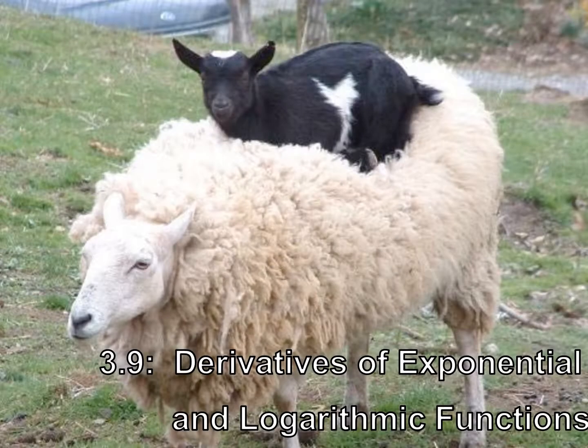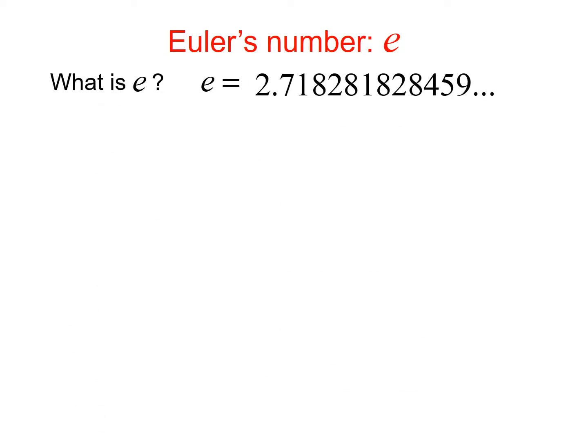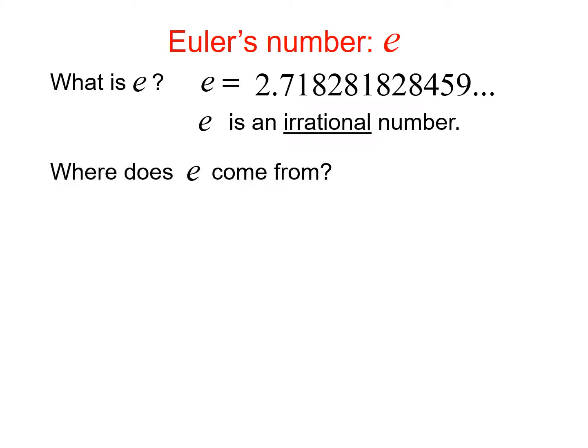Okay, and to round out our derivative rules we've been looking at, we're going to look at the derivatives of exponential and logarithmic functions. So first of all, this number e, Euler's number, as far as its numerical value, 2.718, goes on and on because it's an irrational number.